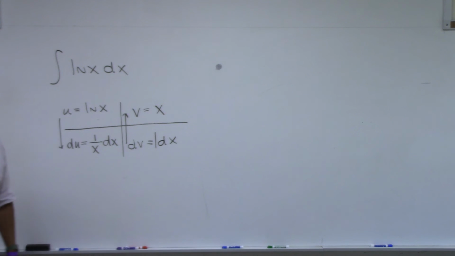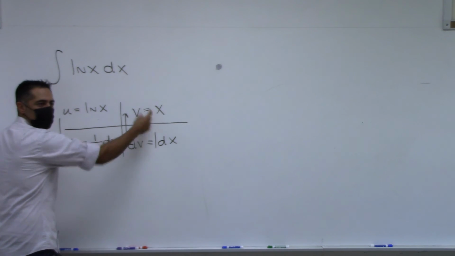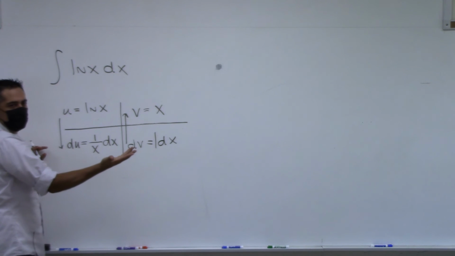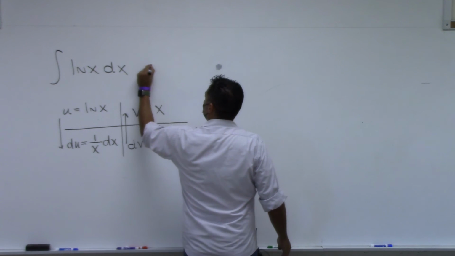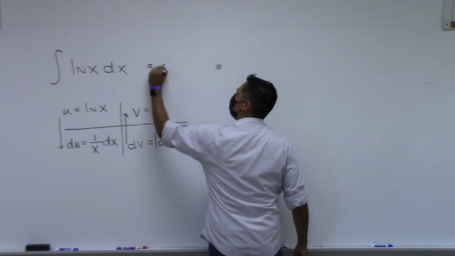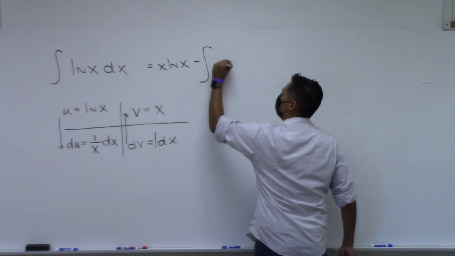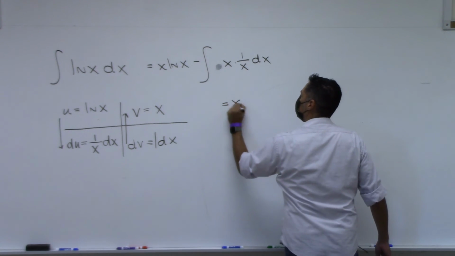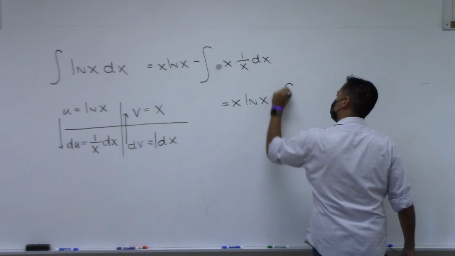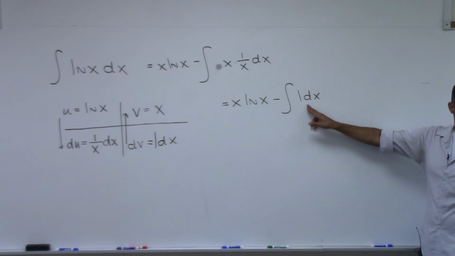Now look at voodoo. Is voodoo doable? Well, what's 1 over x times x? It's 1. Do you feel like integrating 1? Absolutely, right? This is going to be a good integral. So let's just finish it up. This times this, so x ln x minus the integral of this times this. I'll write it out, even though it's going to turn into a 1. The antiderivative of 1 is x.